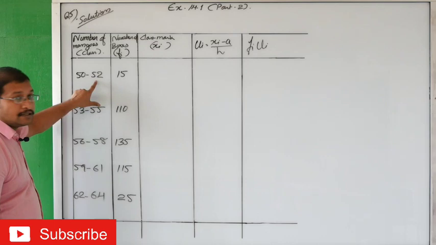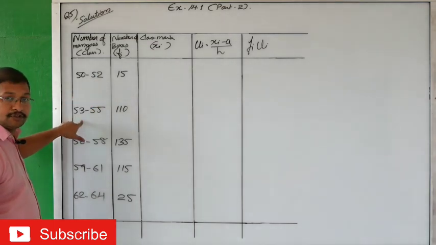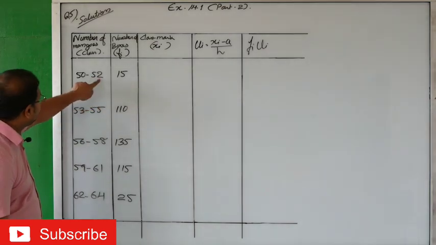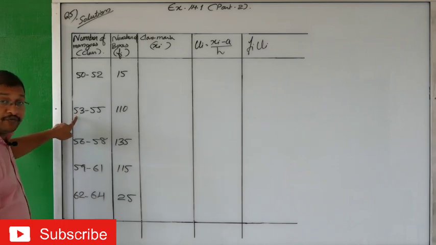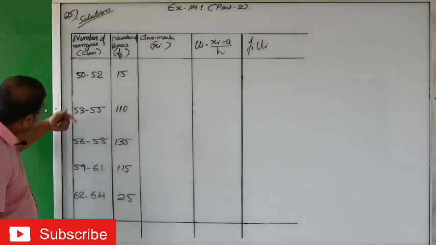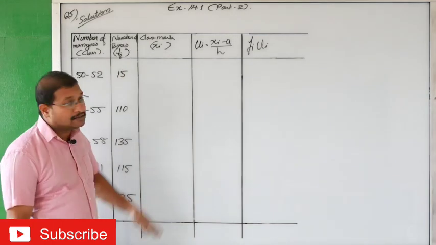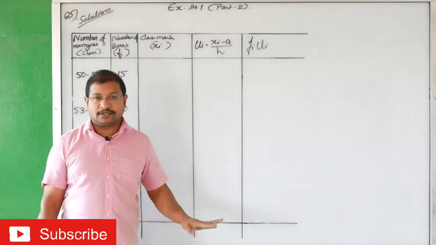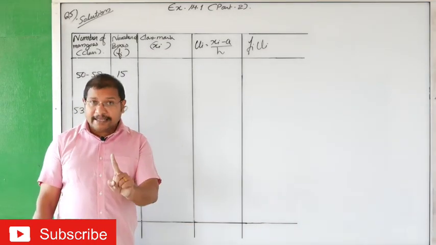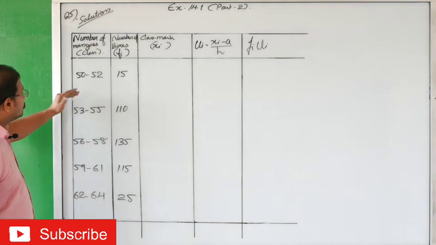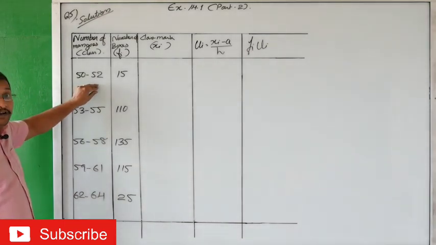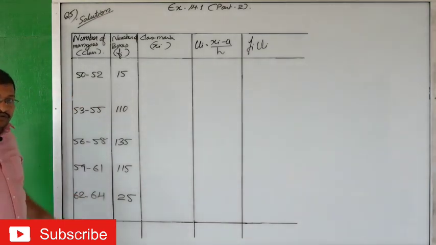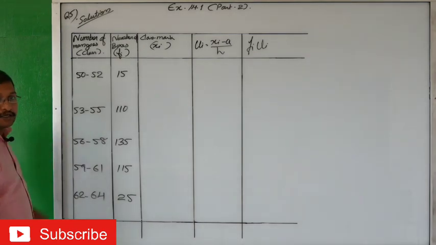Here the class does not have continuity. It's not continuous. Ready? See 52, and after that it is not 52, it's 53, isn't it? But still we can find the class mark directly and do the answer. But if it goes for median, make sure that for this type of question we have to make it into continuous classes. We will study that in the next question, so wait for that. Ready? Let's start the work now.